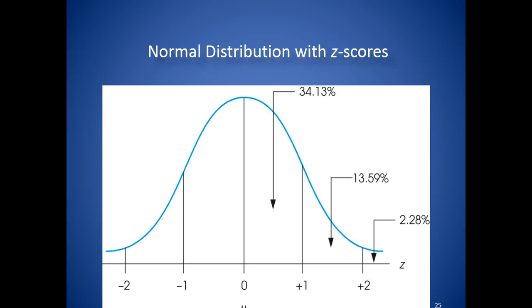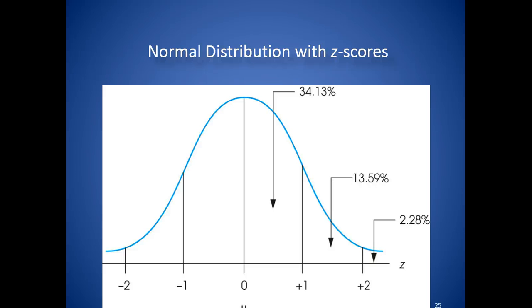And we know that when we standardize the scores, just like when we use the z-scores, that's your standardized distribution. We know that from 0 to plus 1 z-score accounts for about 34.13% of your sample.